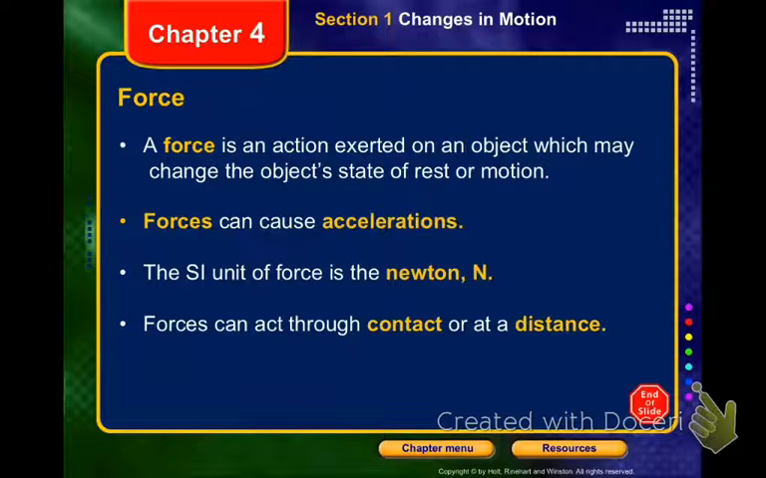It gives you the definition for force here. It's an action exerted on an object which may change the object's state of rest or motion. You can also change directions with this. It does cause an acceleration, and the SI unit for force is the newton. And they can act through contact or at a distance. Before this section is over with, we're going to talk about contact forces and field forces. And field forces act over a distance. It can be short or long distances.